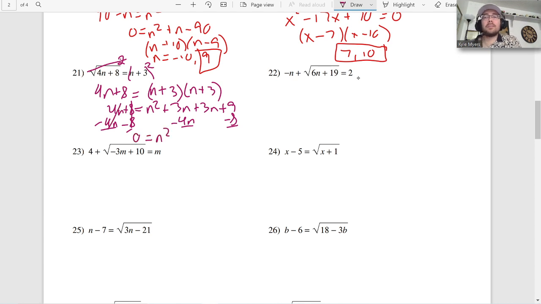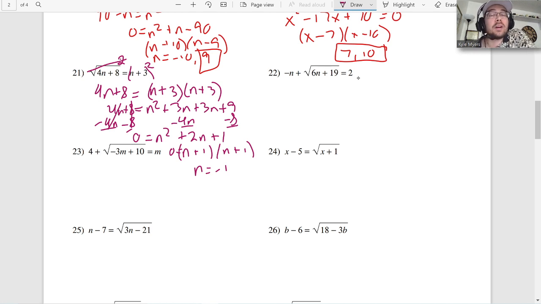Right, so all that equals 0. n squared. 3n plus 3n is 6n minus 4n is 2n. Positive 2n. 9 minus 8 is 1. All right, so then we just end up with n squared plus 2n plus 1 equals 0, which factors to n plus 1 squared, so n plus 1 equals 0. So n equals negative 1 is the only possible answer, but we have to check to make sure that works.